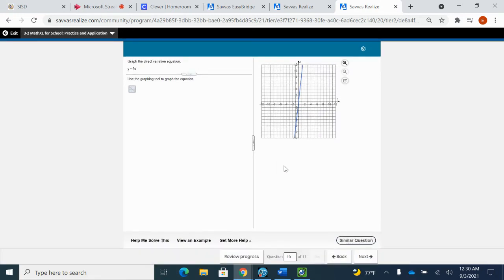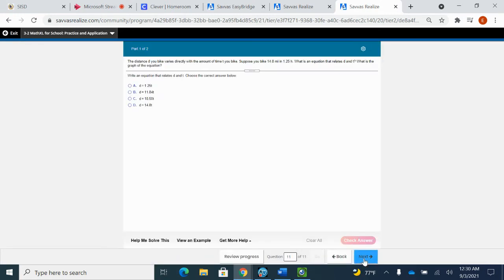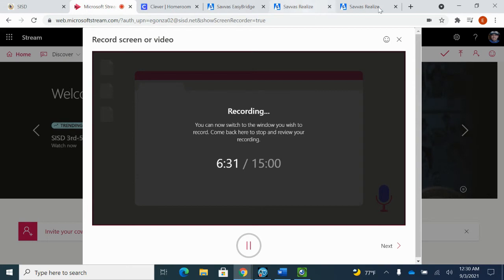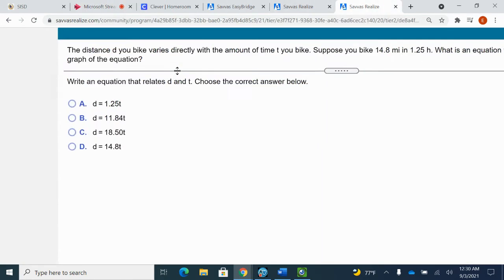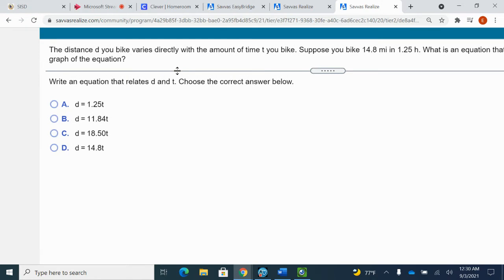There it is. And last but not least, problem number 11. Problem number 11 says, the distance d you bike varies directly with the amount of time you bike. All right, so now again, varies directly, y equals kx, but now they're giving me variables. Distance d, time t. Now again, if you've been in class, if you paid attention, you can already tell t is my independent variable. This is the x because we know time and what's coming up. The distance, dependent variable, depends on time. That is why this is a dependent, independent.